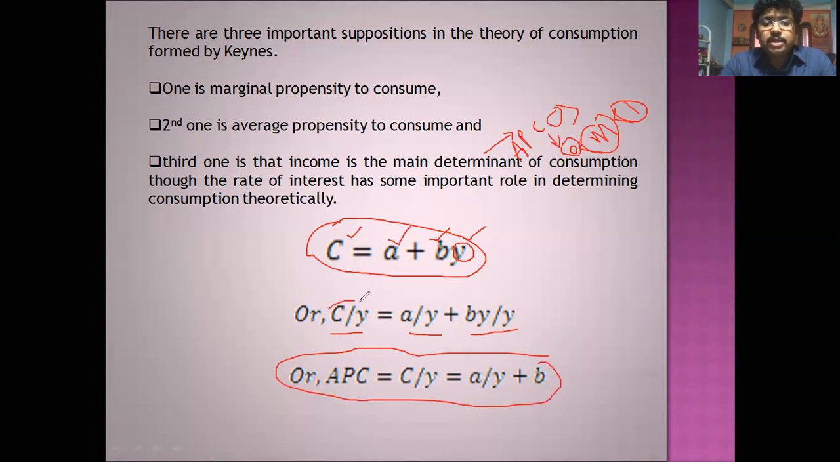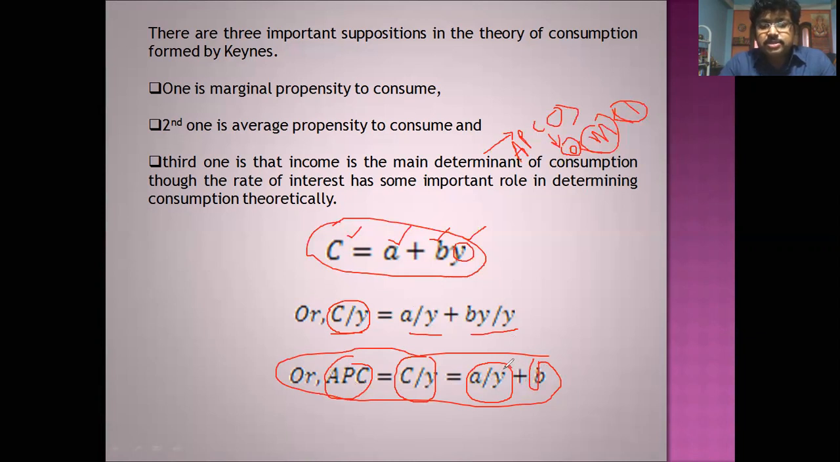C by Y is nothing but the APC, that is the average propensity to consume. And this is C by Y, and this is A by Y plus B. Okay, so A by Y plus B is the average propensity to consume. Understand? It is the average propensity to consume.